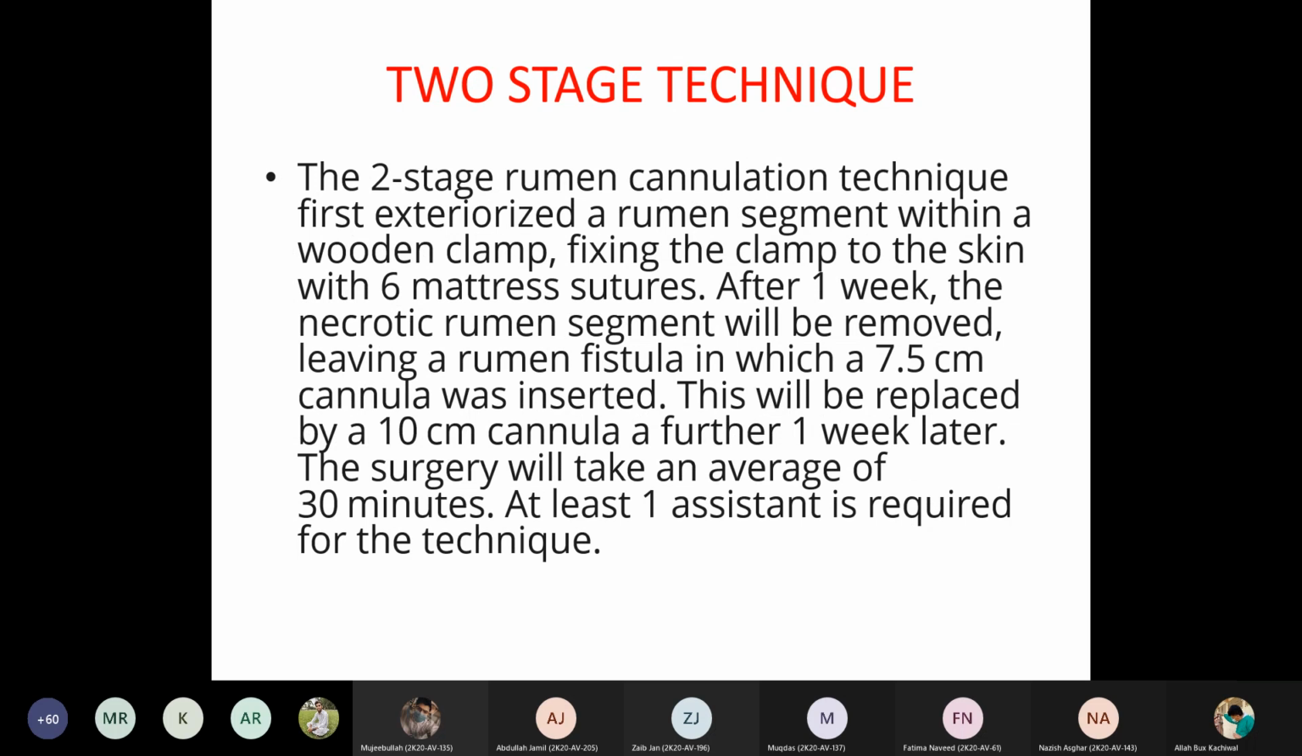The 2-stage rumen cannulation technique: first, exteriorize a rumen segment within a wooden clamp and fix the clamp to the skin with 6 mattress sutures. After 1 week, the necrotic rumen segment will be removed, leaving a rumen fistula in which a 7.5 centimeter cannula is inserted. So this will be replaced by a 10 centimeter cannula a further 1 week later. The surgery will take an average of 30 minutes. At least one assistant is required for the technique.